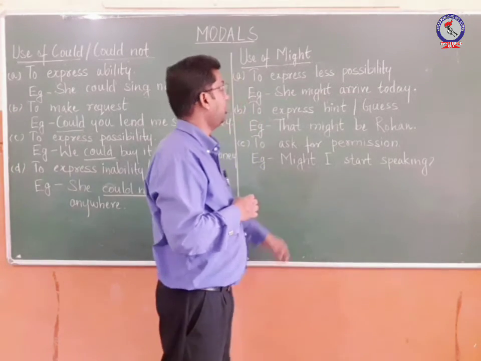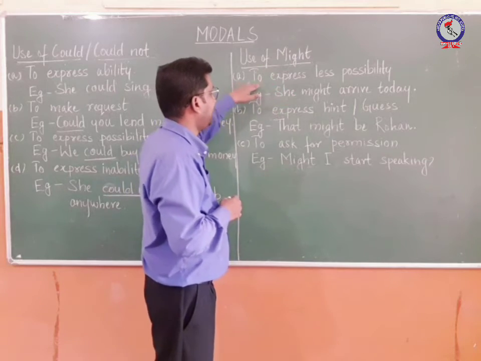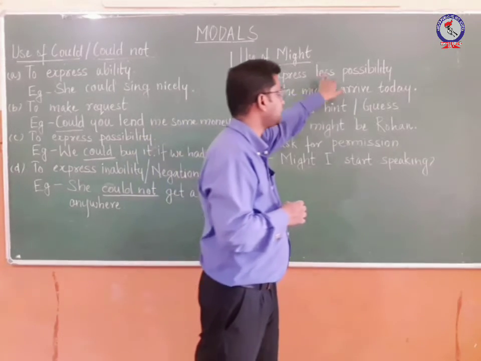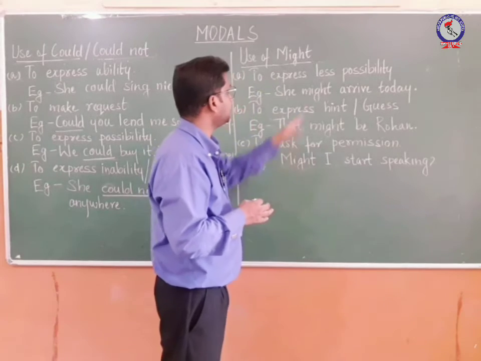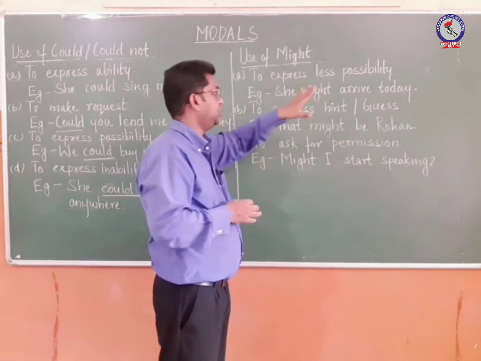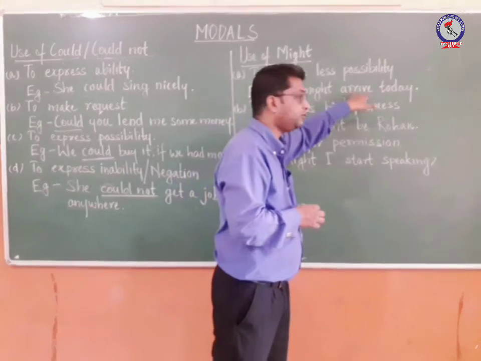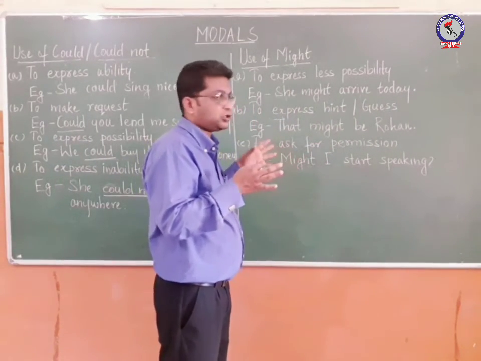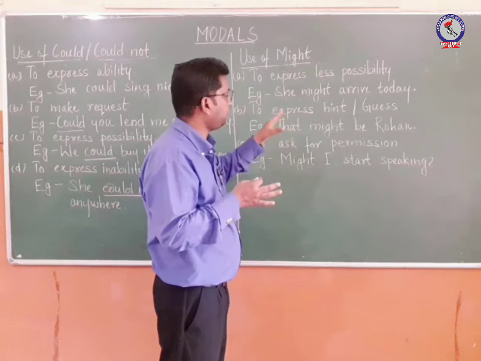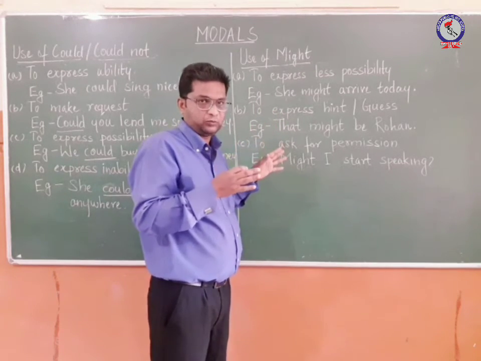Let's see the use of might. First, to express less possibility. Might will be used to express less possibility. Here we have an example. She might arrive today, but this is a less possibility. The arrival of her is very less possible.